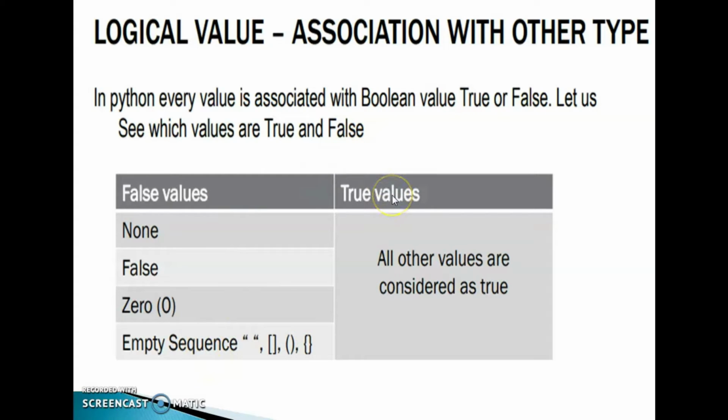Then which are the true values? All other values are considered as true. So if you just identify the false values, then you can easily identify the true values. False values are None, False, 0, then empty sequence. Okay, clear?